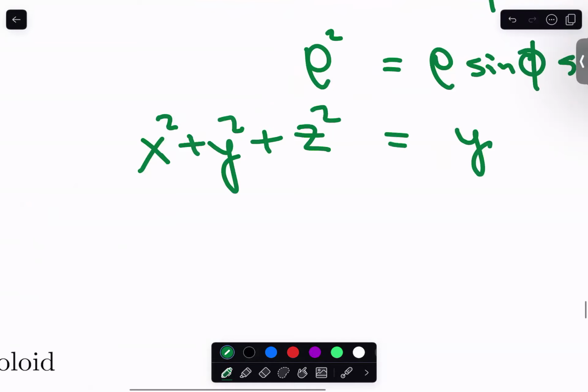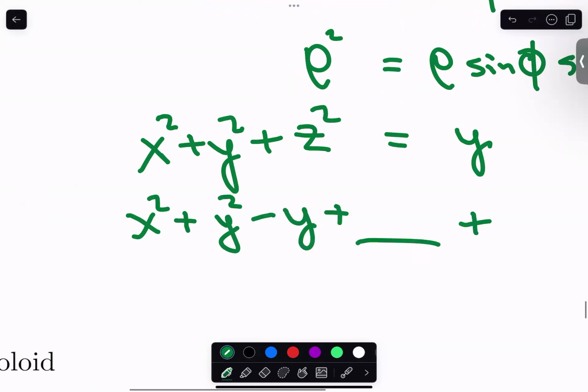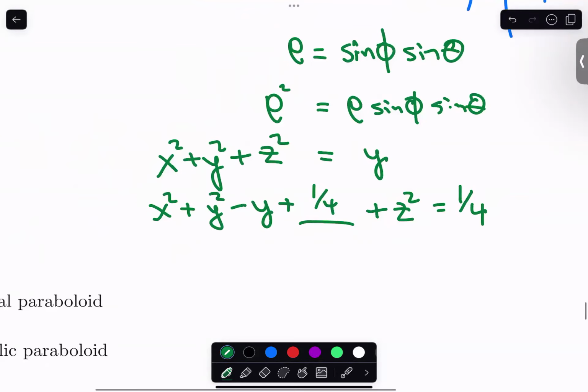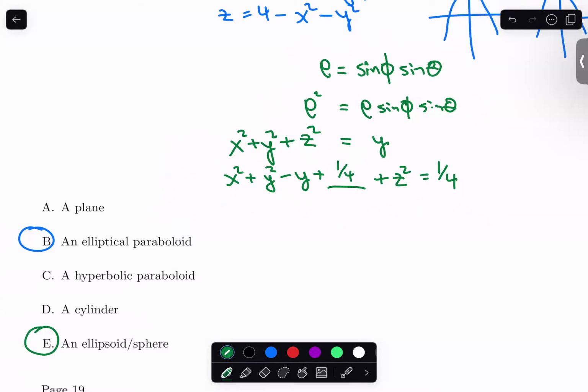Turns out this is indeed a sphere, but it's been shifted over, so we would need to complete the square here. Turns out the right thing to add is 1/4, by the way. If you really wanted to spend a lot of time on this, you could complete the square and get this into its standard spherical equation. You could really see that this is just a sphere that's been offset by a little bit. But yes, this is going to be a sphere, and so the answer for this one is going to be E.